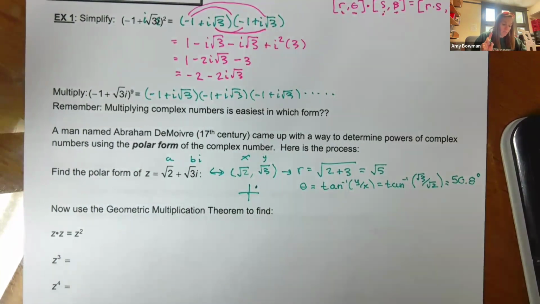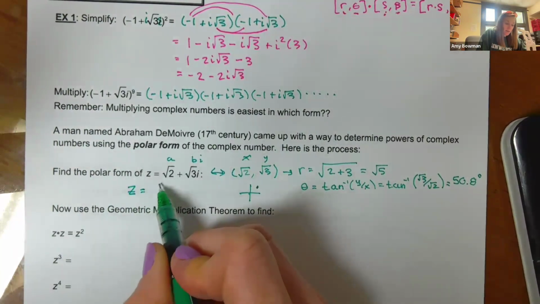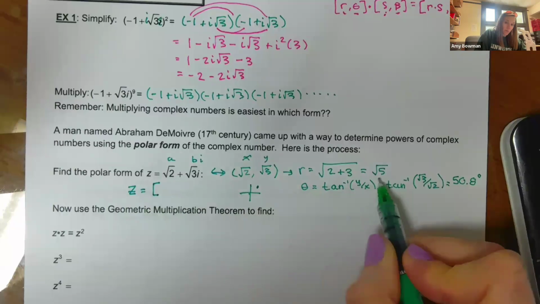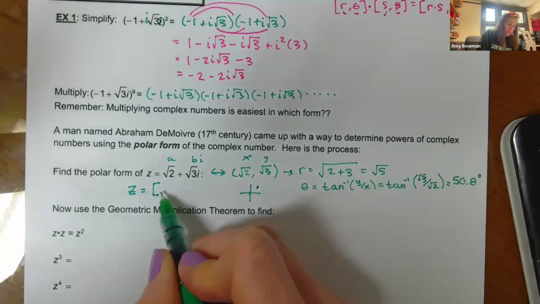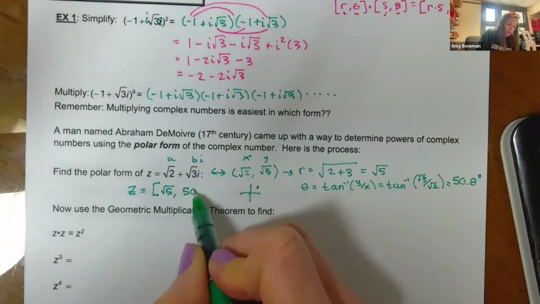So again, step 1: find z in polar form. We've done that. z has r equal to the square root of 5, and theta is 50.8 degrees.